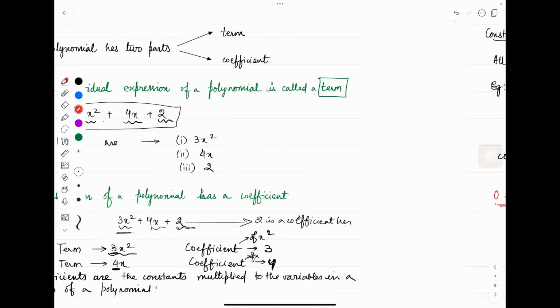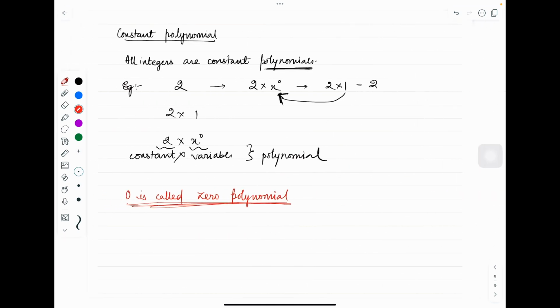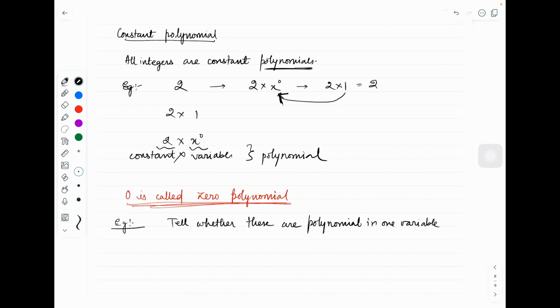Some examples I will tell you. Examples: tell whether these are polynomials in one variable. The first example is x plus 1 by x. Is it a polynomial in one variable?